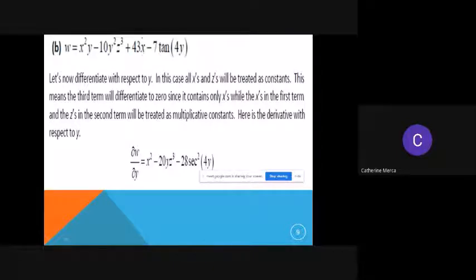For 43x, this becomes 0. But in this case, it's tangent. You remember what is the derivative of tangent? It is secant squared. But there is a 4 there, so 4 is supposed to be the value of u. So 7 times 4, so negative 28 secant squared for y.